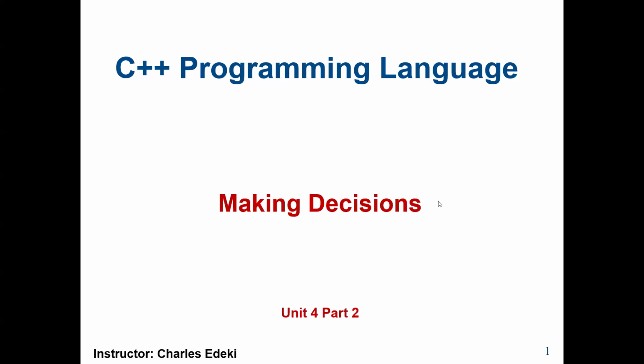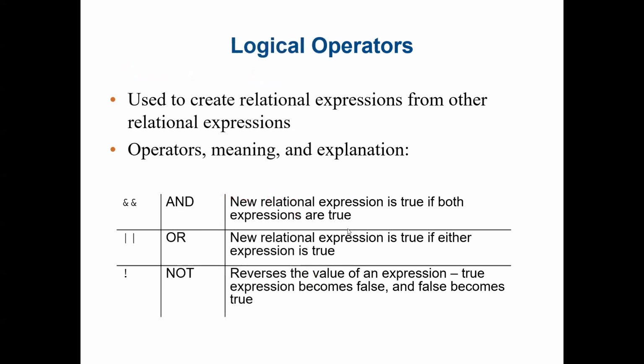Again, welcome back to C++ programming language. In these lectures, we are going to study how, again, C++ programming makes a decision. In our previous lectures, we went through the relational operators, and we said that in order for most programming languages to make a decision, we need at least relational operators.